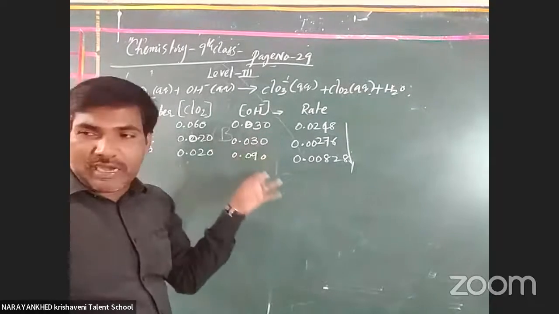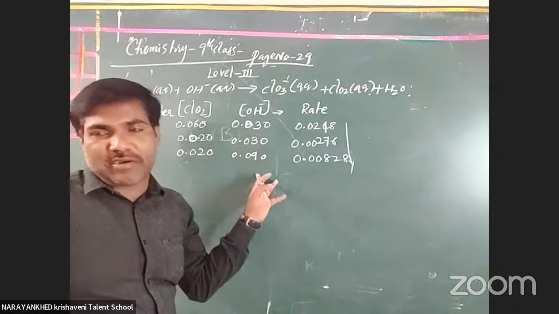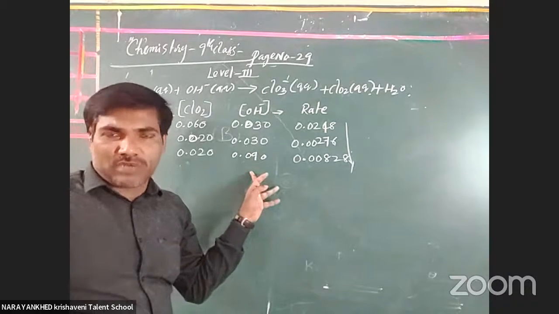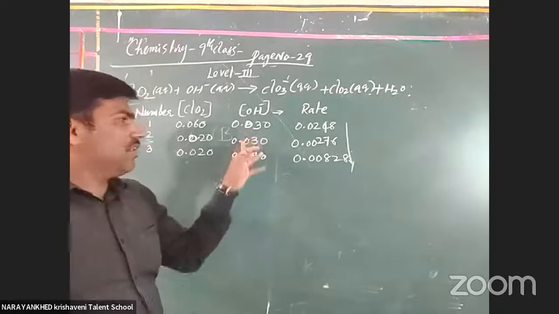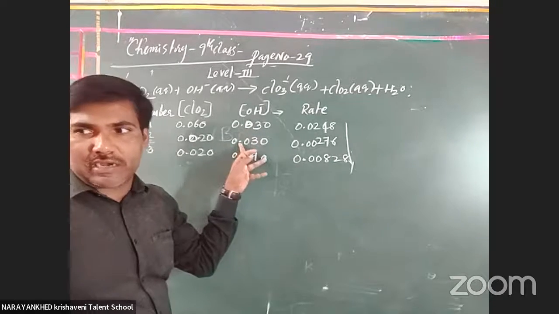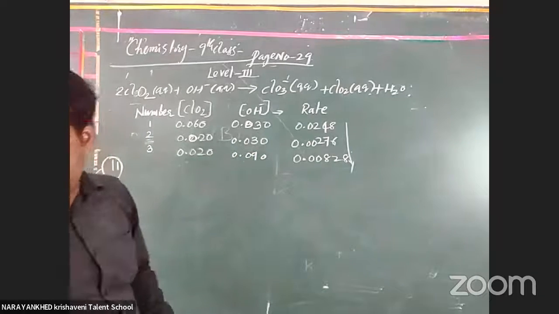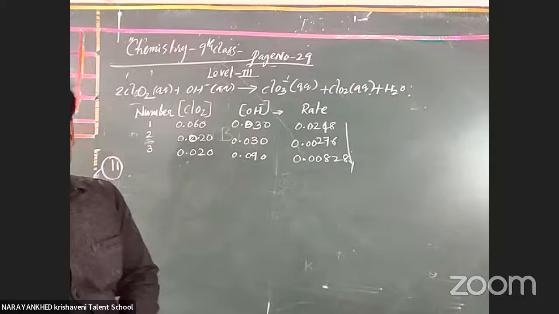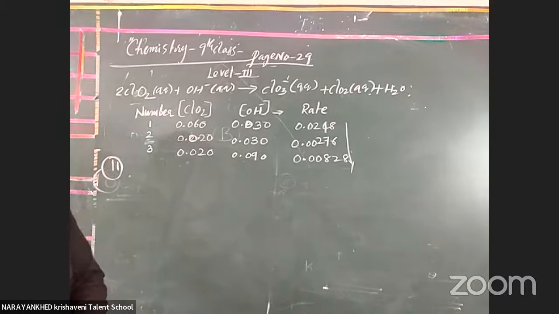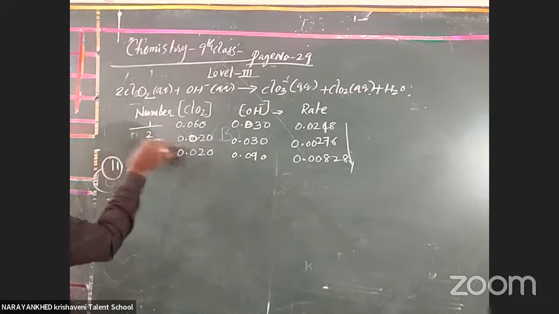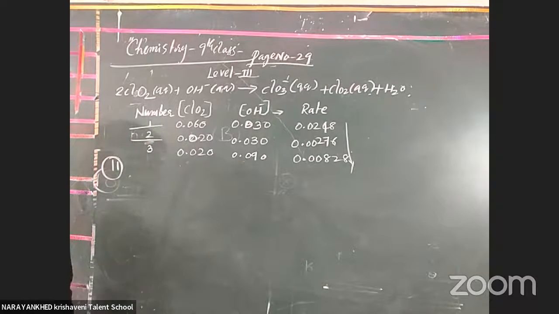When molarity values are given, you should compulsorily take account of them. By using these values, take any two trials and compare them to get the order of the reaction. To find it, take the first trial and the second trial.